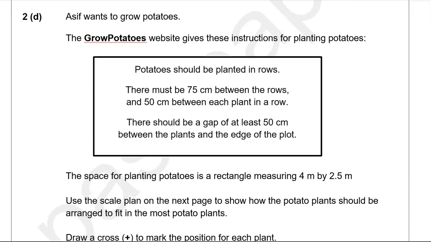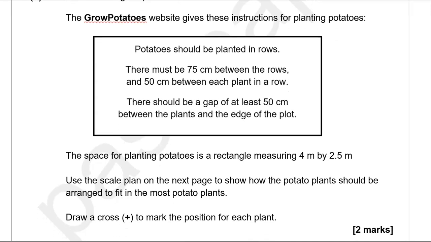Asif wants to grow potatoes. The Grow Potatoes website gives these instructions for planting potatoes. Potatoes should be planted in rows. There must be 75 centimeters between the rows and 50 centimeters between each plant in a row. There should be a gap of at least 50 centimeters between the plants and the edge of the plot. The space for planting potatoes is a rectangle measuring 4 meters by 2.5 meters. Use the scale plan on the next page to show how the potato plants should be arranged to fit in the most potato plants. Draw a cross to mark the position for each plant.